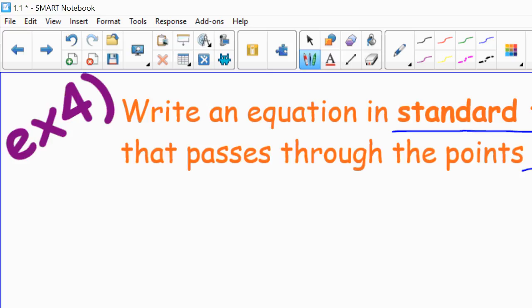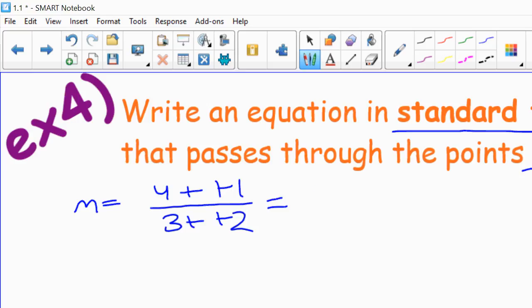So let's first do what? What do I need to do first? Find the slope. So 4 minus negative 1, 3 minus negative 2. Of course, plus, plus, plus. Oh, I wanted a much harder one. The slope is 1. That's an easy slope. The form, standard form, is just Ax plus By equals C.